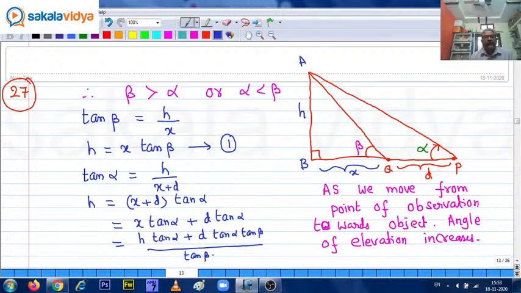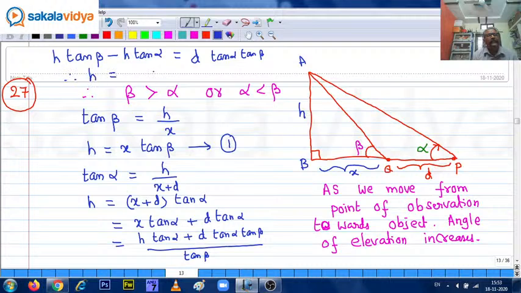Cross multiply. If you cross multiply, what do you get now here? h tan beta minus, you bring this side, sorry, h tan alpha is equal to d tan alpha tan beta. Take h common, therefore h, the height, is equal to d tan alpha tan beta upon tan beta minus tan alpha.